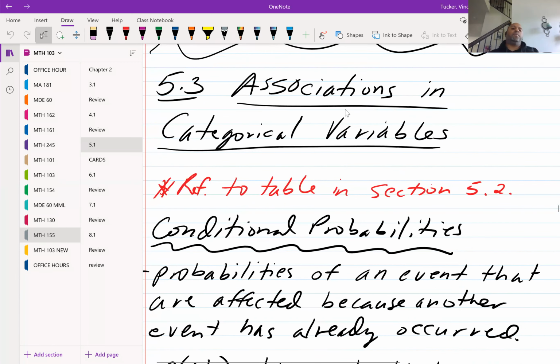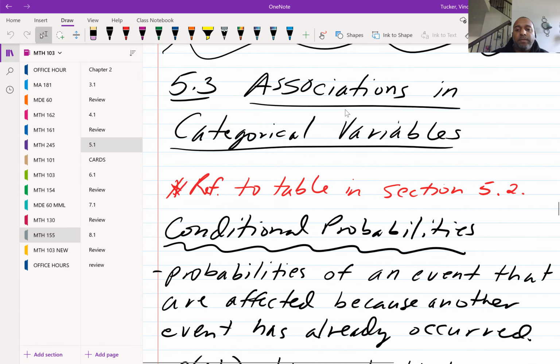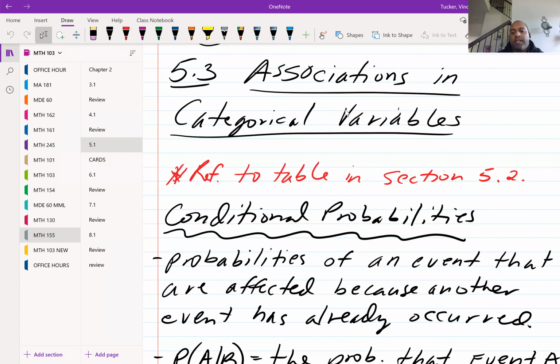All right, so 5.3, associations in categorical variables. So we're going to reference that table in section 5.2. So we'll go back to that. Well, we're looking at conditional probabilities, probabilities of an event that are affected because another event has already occurred.